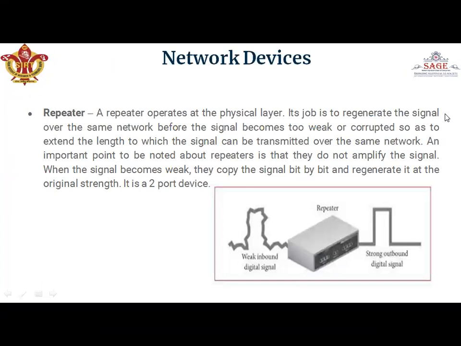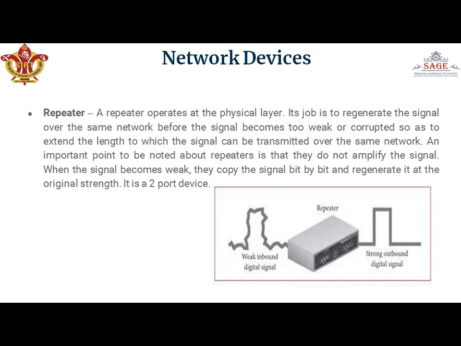If we talk about network devices, the first network device is a repeater. A repeater operates at the physical layer. Its job is to regenerate the signal over the same network before the signal becomes too weak or corrupted, so as to extend the length to which the signal can be transmitted over the same network. An important point to be noted about the repeater is that it does not amplify the signal. When the signal becomes weak, it copies the signal bit by bit and regenerates it at the original strength.